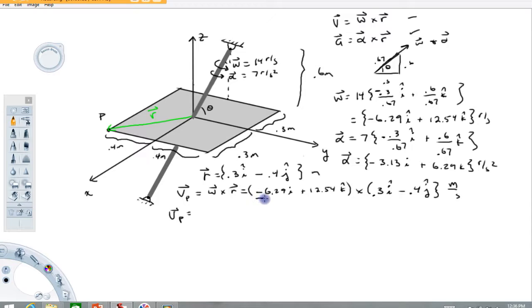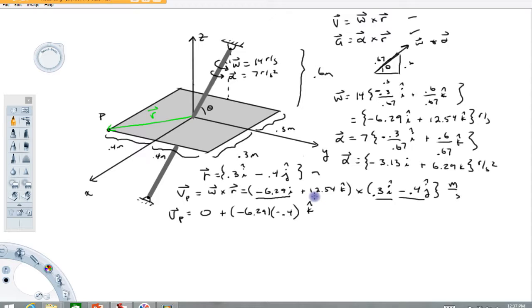So that first term, we're going to have this crossed with this, which is 0 because of the i cross i. Next, we're going to have this guy crossed with this guy. So that's going to be minus 6.29 times minus 0.4, and now our direction is given by i cross j, which is k. If you don't know where I'm getting that from, go back and look at my video on crossing unit vectors.